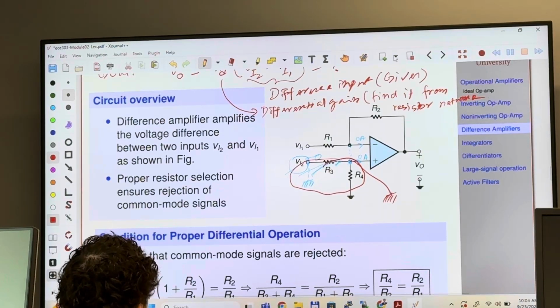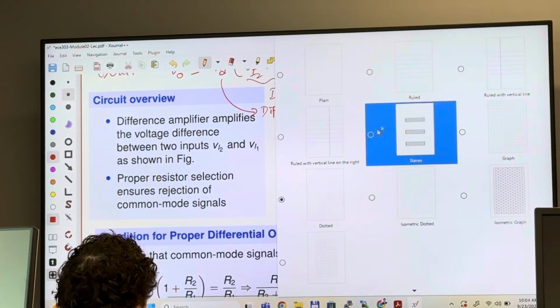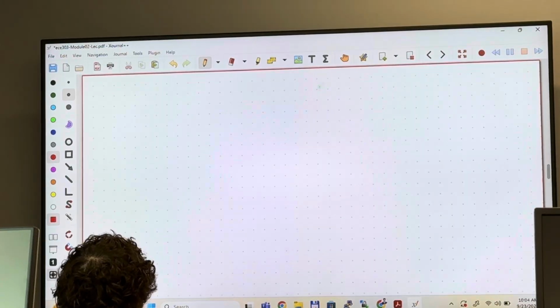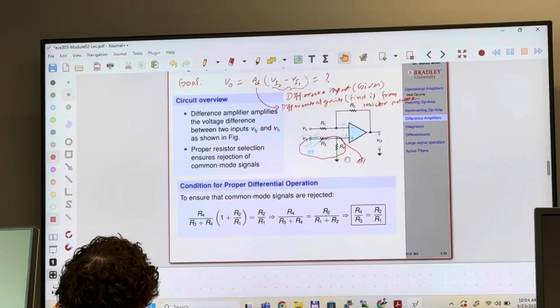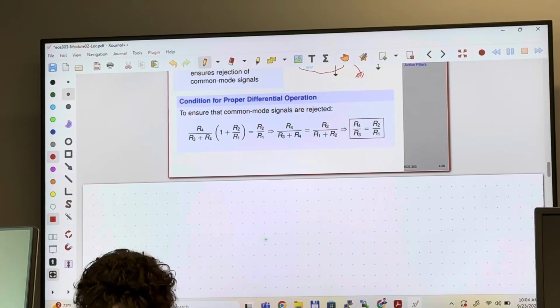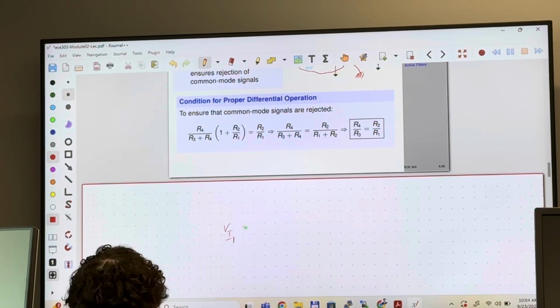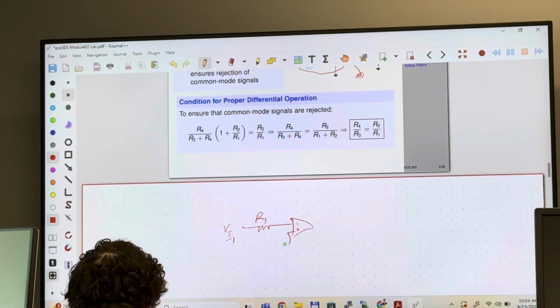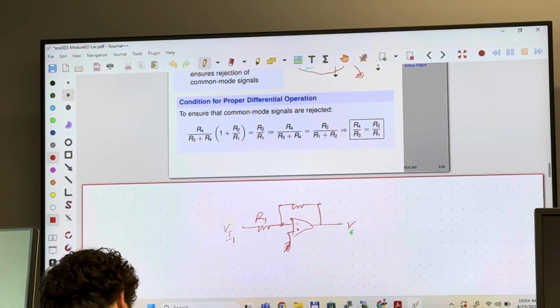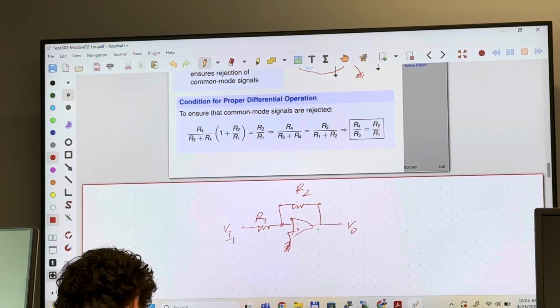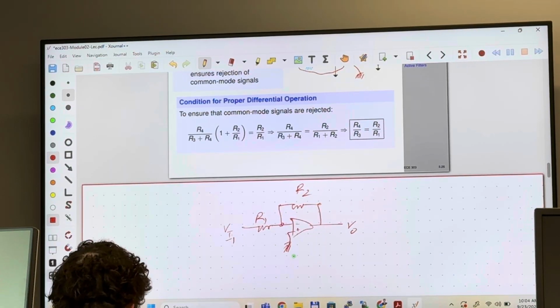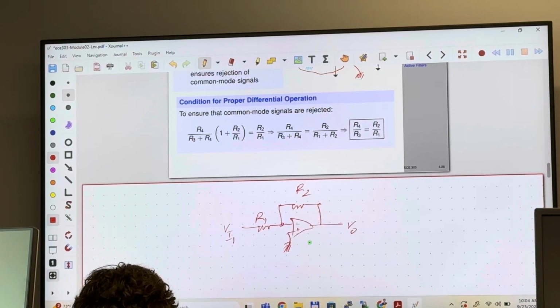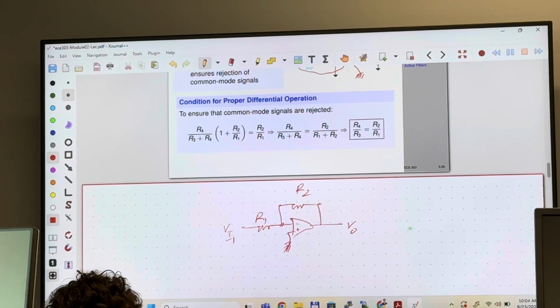Now look. I just need to make you understand. So I have this. V sub I1, and we have R1 here, and then negative, positive, and this is going to be 0, ground. And this is the output, V naught. Okay, are you familiar with this? What is this op-amp? It's an inverting operational amplifier, right?